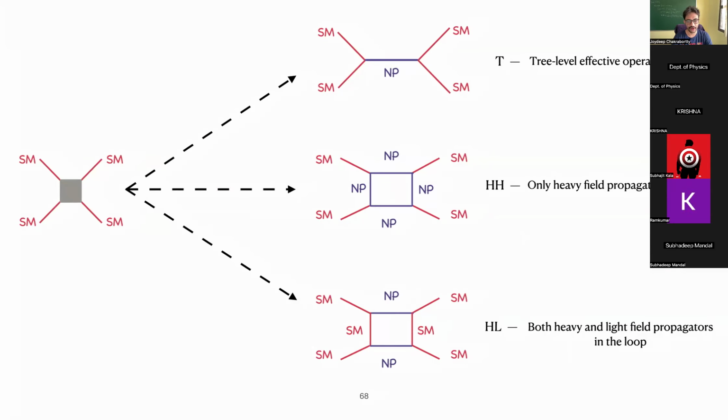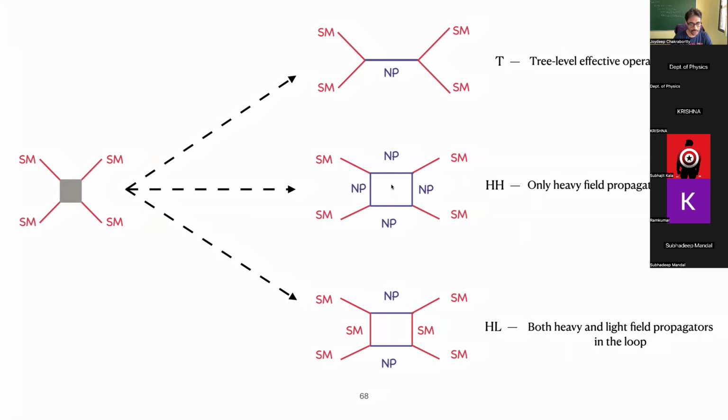So these are the different kinds of topologies that you may encounter. The first one is basically tree level, where the new physics is basically a tree-level propagator, which you are now familiar with. Now at the loop level, you may encounter two different kinds of topologies. In one kind of topology, all the propagators in the loop are basically heavy fields.